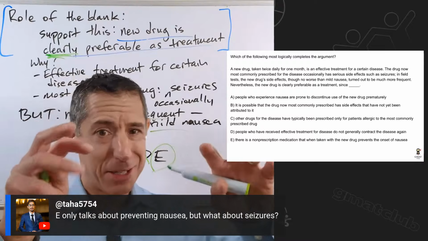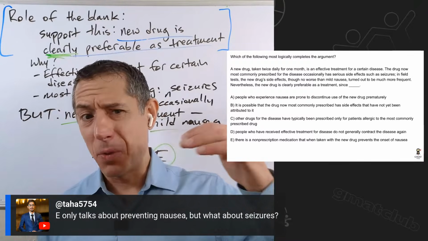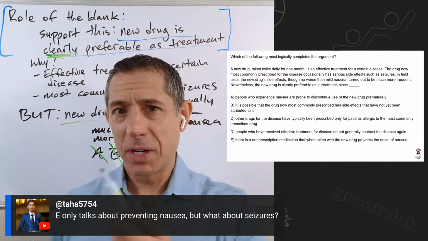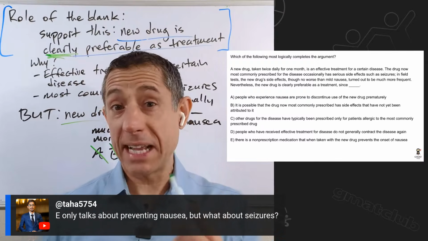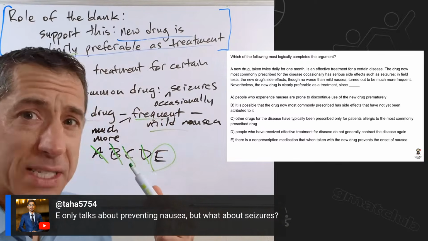This is a really productive kind of mistake to make, I think. He only talks about preventing nausea, but what about seizures? A lot of the time, our temptation on critical reasoning is to say we want a perfect answer choice that deals with everything. And you don't necessarily need it here, right?